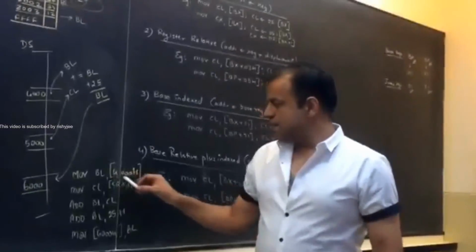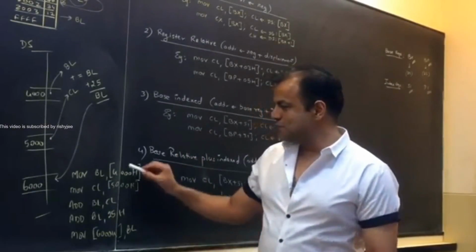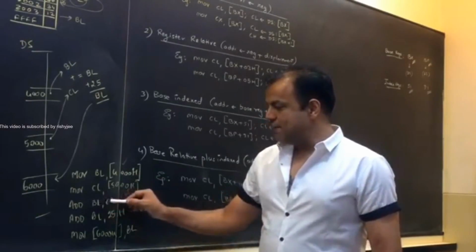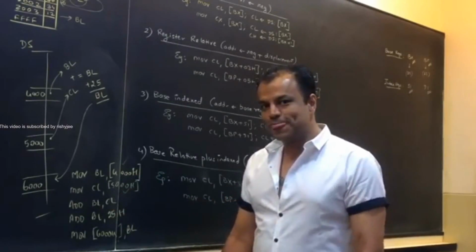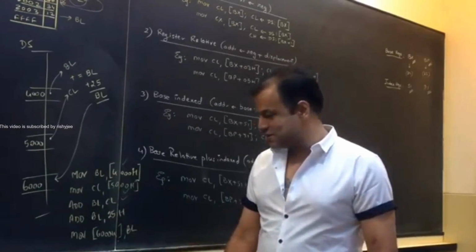Come on. Move BL comma square bracket 4000. Which addressing mode is this? Direct, because you're given the address. Move CL comma 5000. Again direct. Add BL comma CL. This is which addressing mode? Register, because you're using two registers.